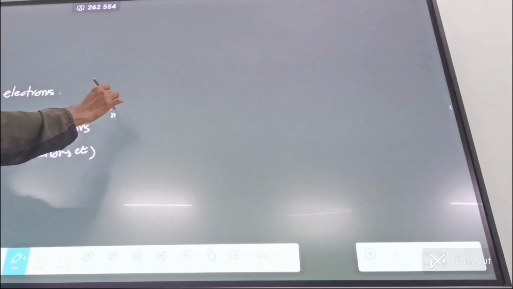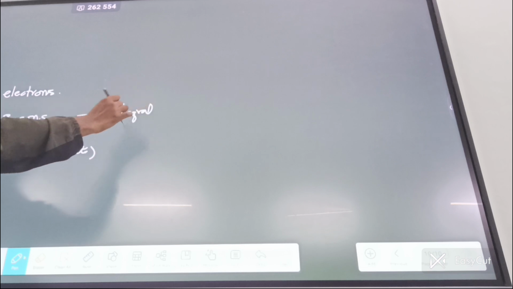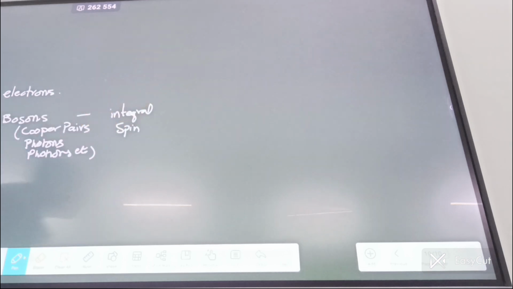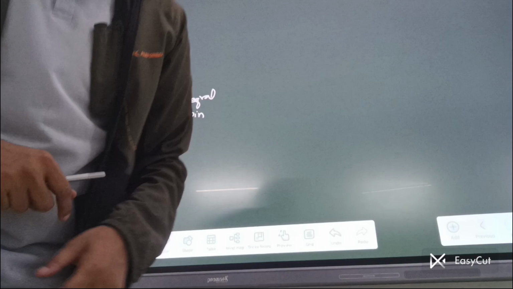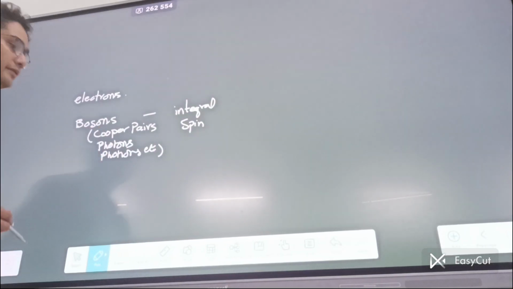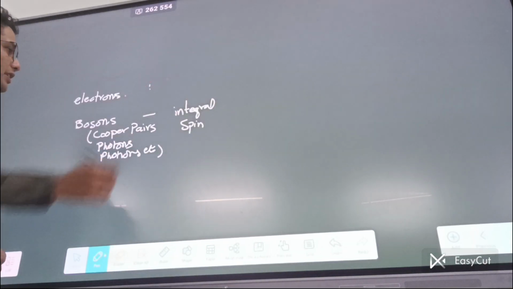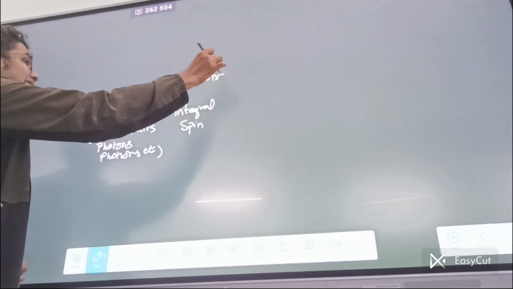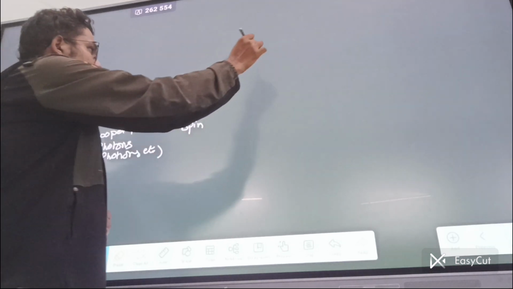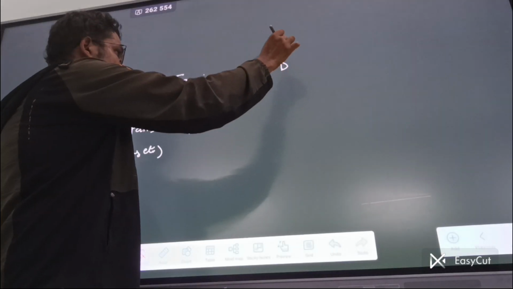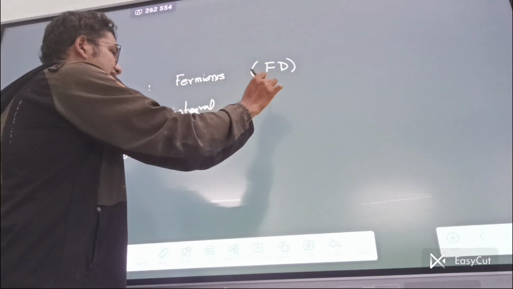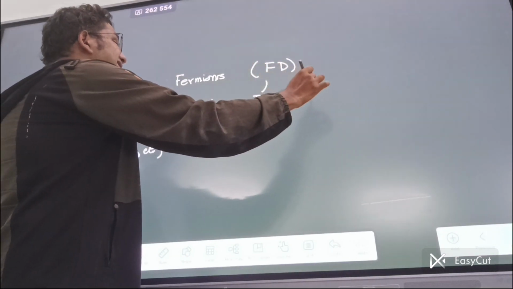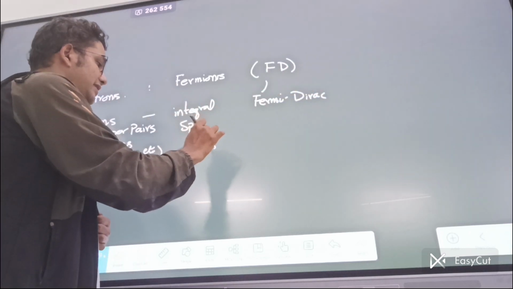They have integral spin. These electrons are called fermions, and they follow statistics called FD statistics, that is Fermi Dirac statistics. Again, Bose Einstein statistics.